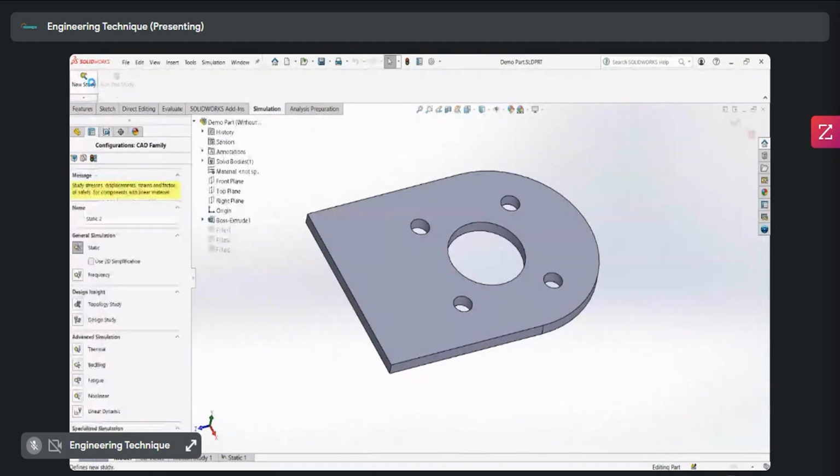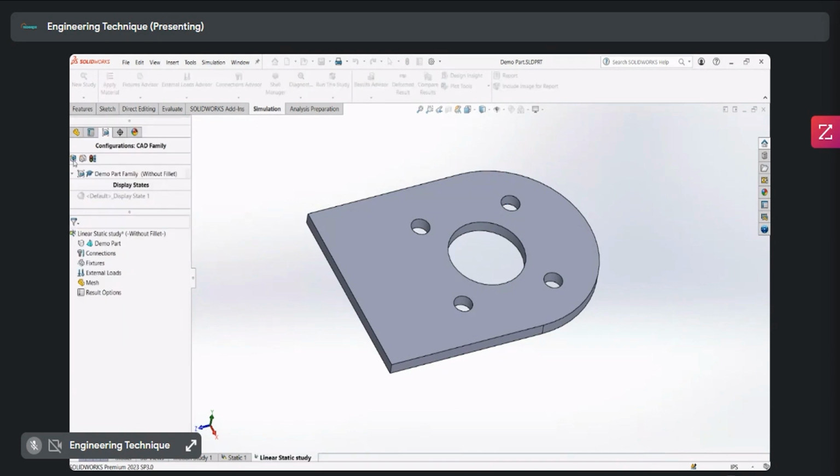Okay, so what I am doing is creating a static study. You can see here this is the study tab, by which you can define different types of study. We are going to see the linear static study. So I am defining the study as a linear static study, and I just have to click OK. You can see here the simulation tree has opened up.